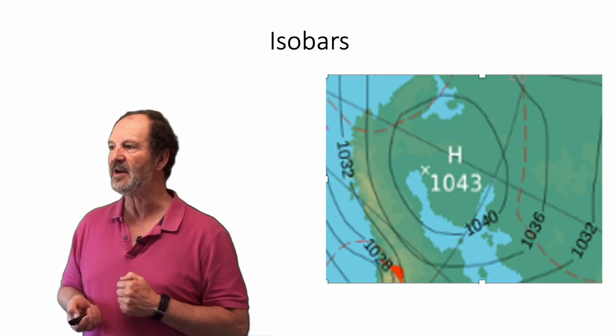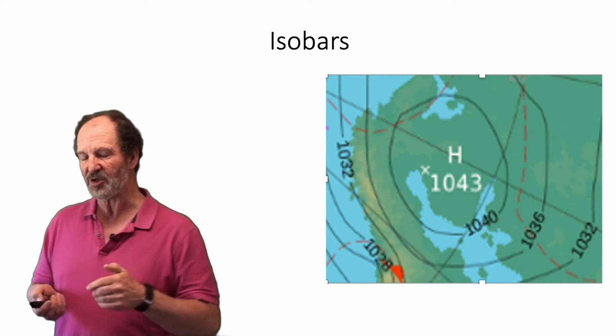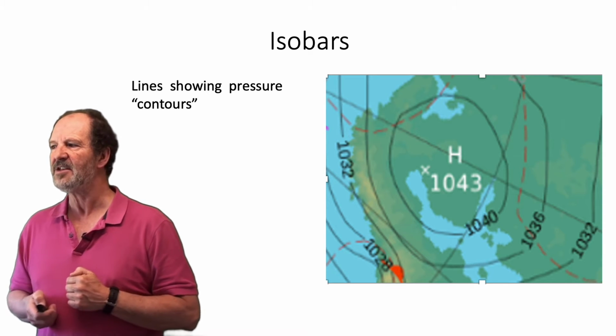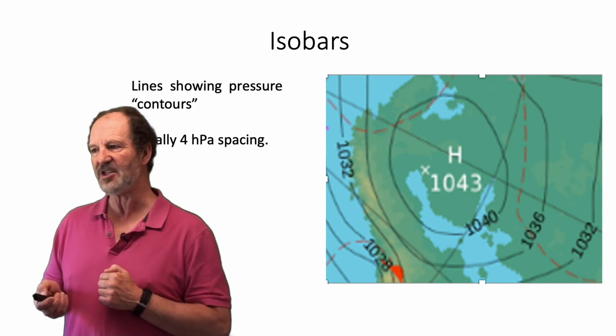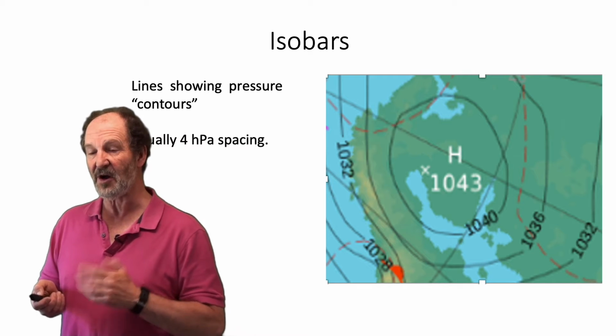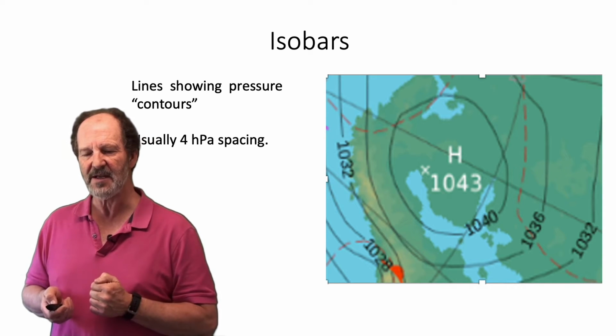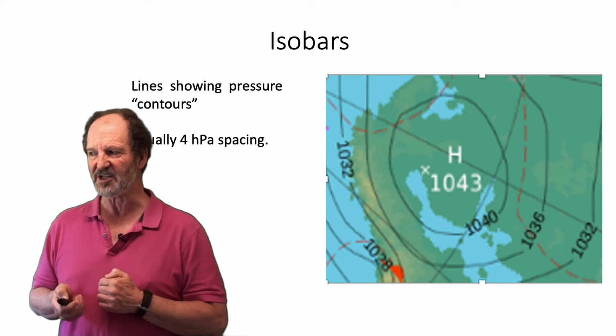So just to go through those, we've already talked about high and low, but isobars here. So these are the pressure contours of the map. As mentioned, they're about 4 hectopascals apart. That's the standard on a surface pressure or a synoptic chart.